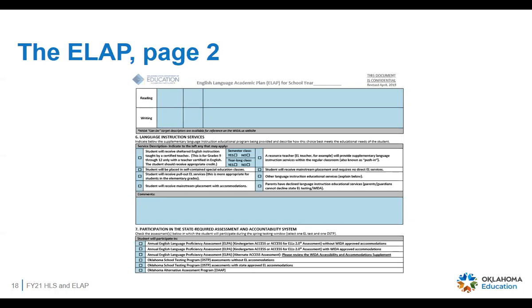Then section 7, just below that, is telling you which assessments the student will be taking. So OSTP assessment and which version of the English language proficiency assessment that student will take at the end of the year or over the course of the year.